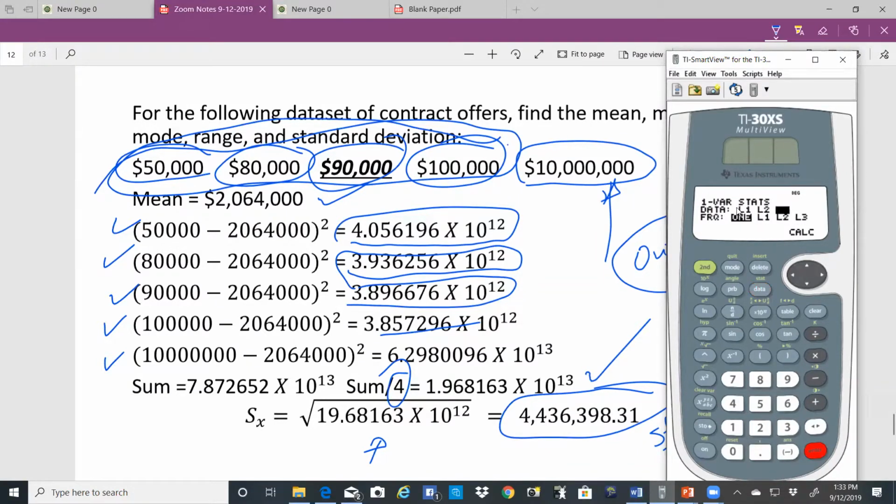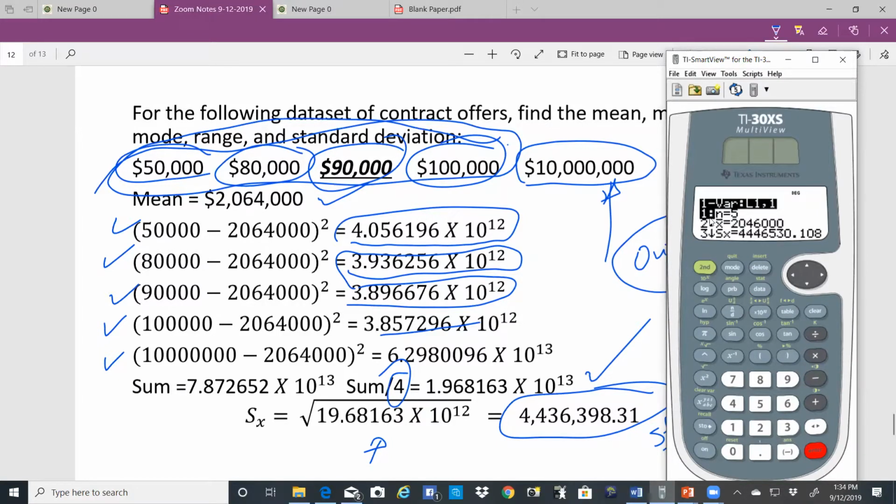And now it asks you which data list do you want to use, and you'll have to pick L1. That's where I put it. And we're going to do what we call one frequency. And hit enter, and then calculate. We'll hit enter when it says calculate. And now it gives you the data on here.